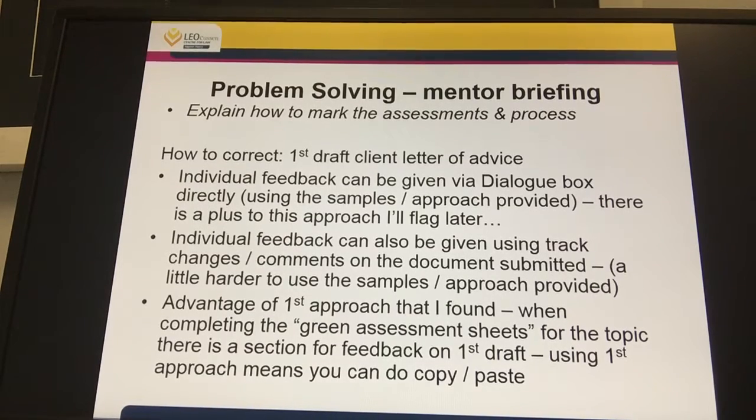You could also do your usual track changes, with comments in documents. That's a little harder to use with the samples I've provided, but have a go with that if you like. The advantage of the first approach that I find, where you just give feedback via the dialog box or via email, is when you complete the green assessment sheets at the end. On the green assessment sheet, there's a section that says, what is your feedback on the first draft? If you do it electronically, I just copy and paste the feedback that I've given in the dialog box and place that into the green assessment sheet. Makes life a bit easier.